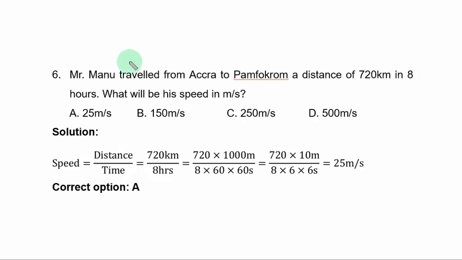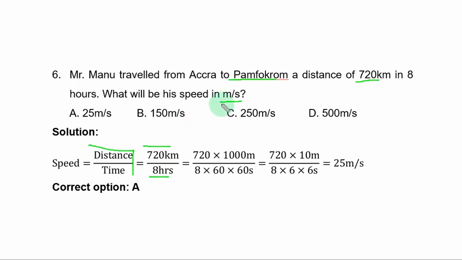Question 6. Mr. Manu traveled from Accra to Panfukrom, a distance of 720 kilometers in 8 hours. What will be his speed in meters per second? Solution. Speed is always distance over time. Now, the given distance is 720 in kilometers and the time is 8 hours.